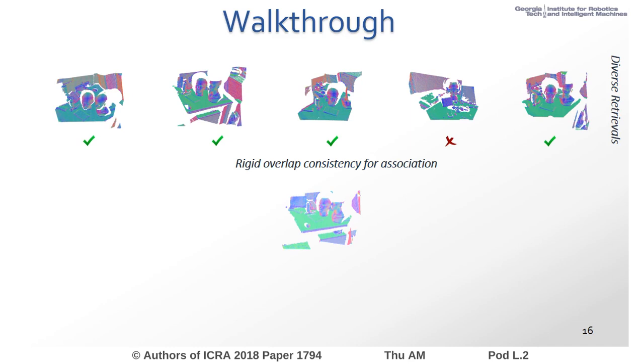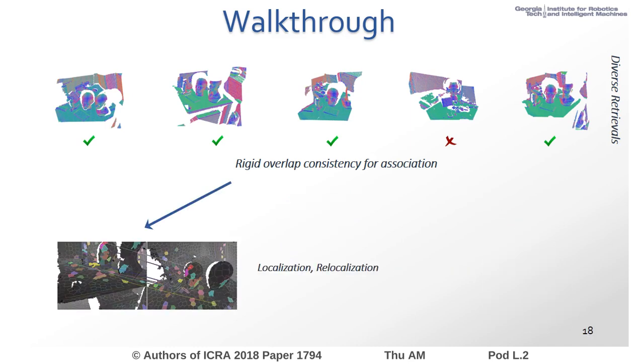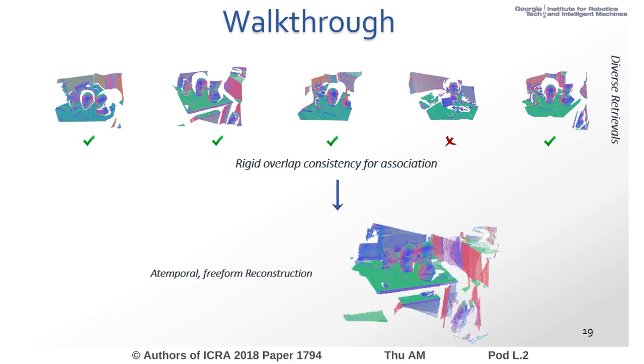This can be useful in multiple ways. For instance, recognizing places, or localizing or relocalizing with respect to the environment. This could be used for free-form reconstructions without relying on spatial or temporal contiguity of data frames. This is in contrast to, for instance, SLAM approaches on 3D data, which require most consecutive frames to be proximal.